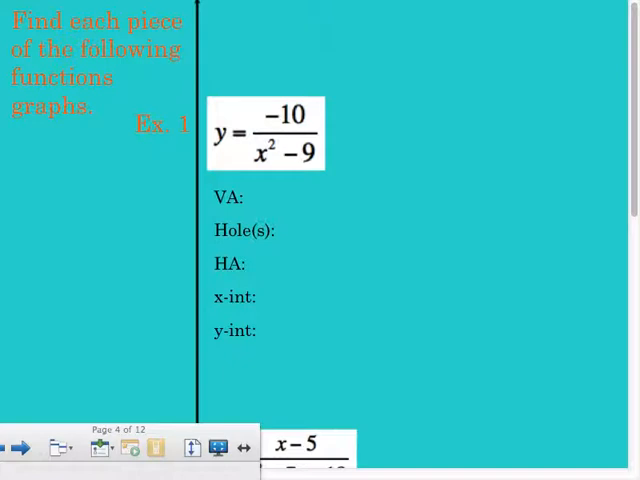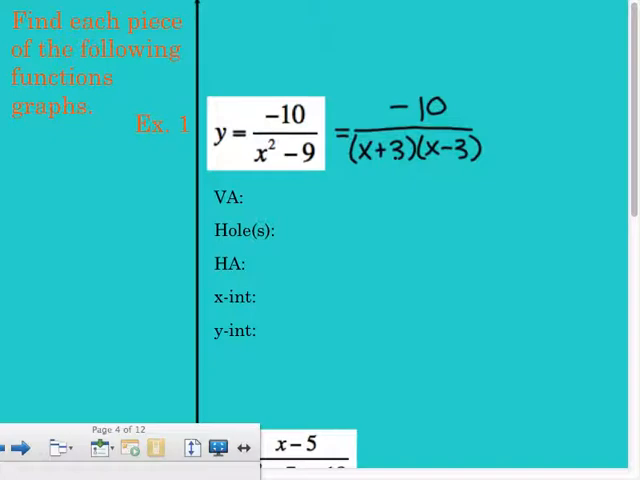When you get these general rational functions, you need to always factor them first. If you notice something in the numerator or in the denominator that can be factored, do that. So I've got negative 10 over x squared minus 9 in the denominator. That's a difference of two squares, so that can get factored into x plus 3, x minus 3. Once you get it factored, then move on to find the characteristics.